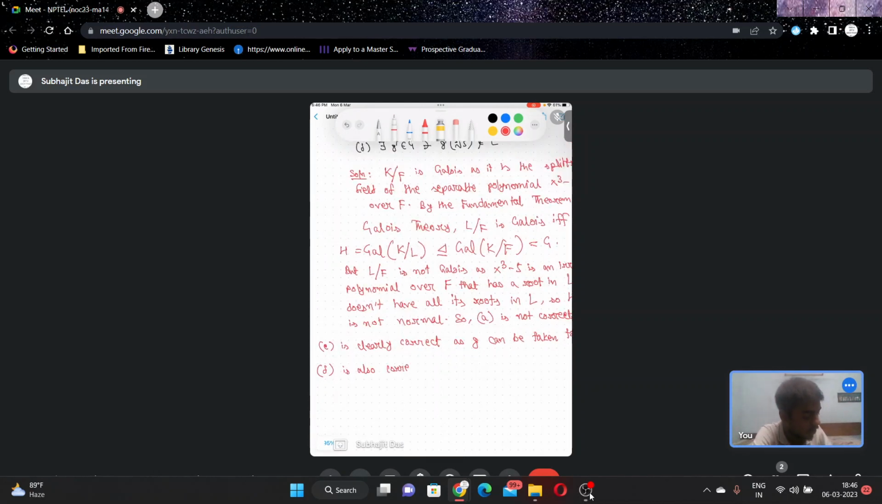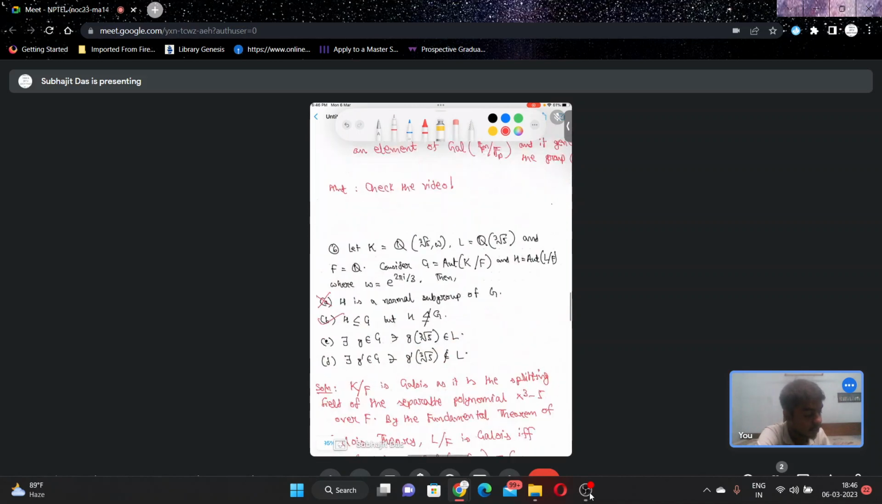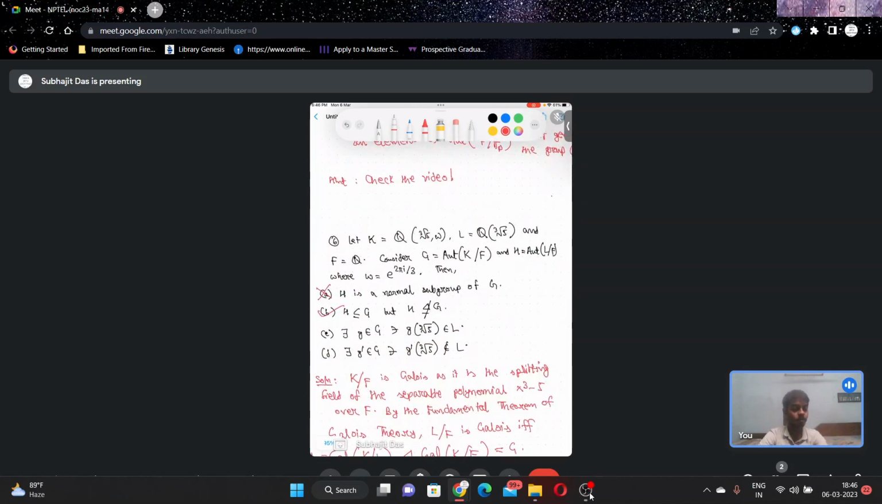Why? I'll say why. K over F is a Galois extension, as we just saw, and what does any element in the Galois group do? It permutes the roots of x cube minus 5, right? Now the cardinality of the Galois group of K over F is equal to the degree of this extension. The degree of this extension, as you can check, is precisely 6, which means that there are 6 elements in the Galois group.